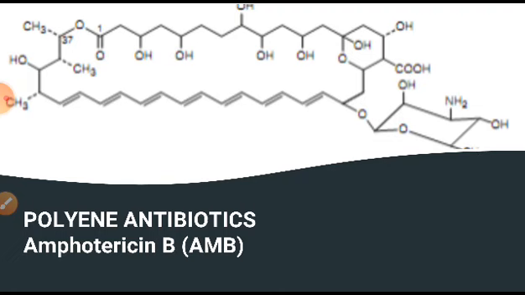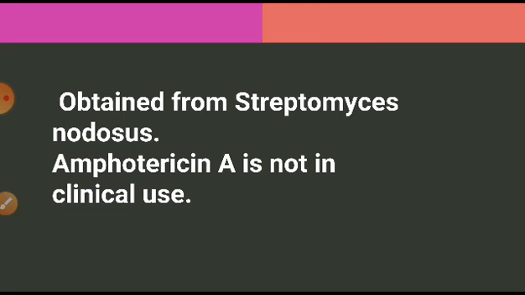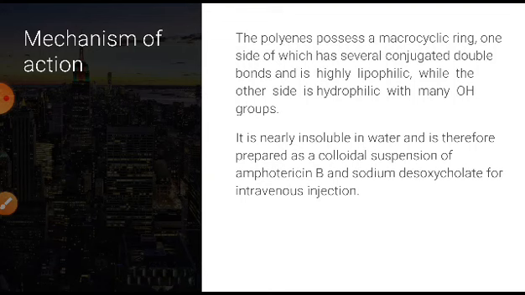We'll start the first drug under the polyene antibiotic category. The drug is Amphotericin B. The structure is given here, which has distinct features on both sides. On one side you can find a lot of double bonds, on the other side a lot of OH groups. This drug is obtained from Streptomyces nodosus. There is Amphotericin A as well, but that is not clinically used.